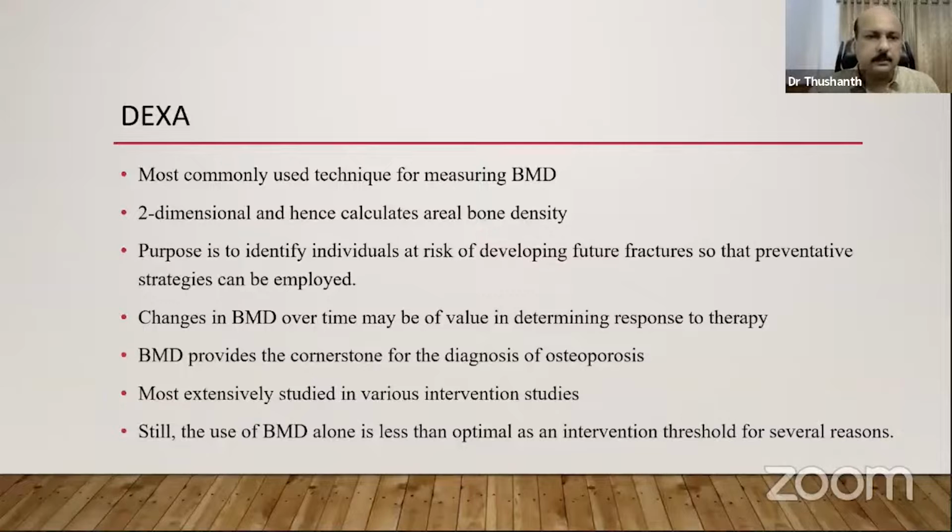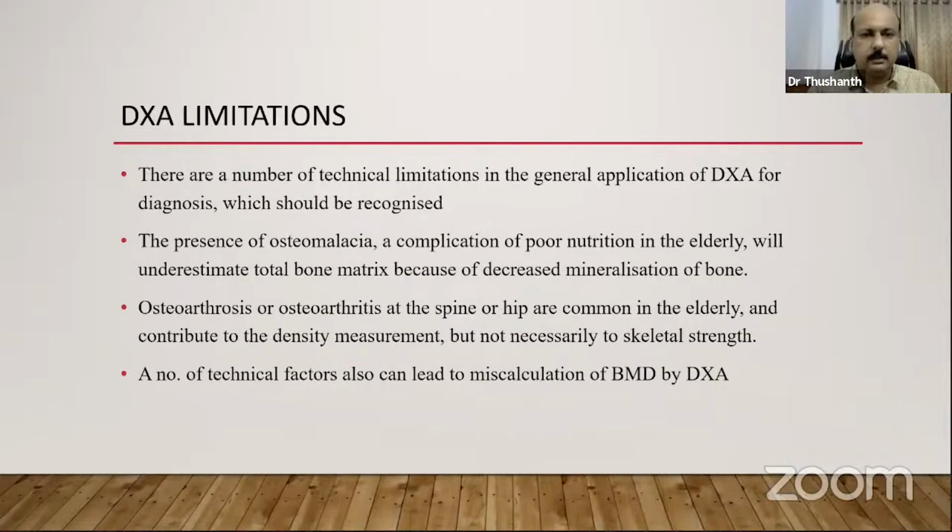What are the limitations of DEXA? We will just see. A large number of factors are there which we should recognize. Conditions like osteoarthritis of the spine or hip can falsely increase the BMD value. The t-score might come up as a high value, but that doesn't necessarily mean that the skeletal strength is better. Also, the presence of osteomalacia, a complication of poor nutrition in the elderly, can underestimate the total bone metrics because of decreased mineralization of bone. So these are disease factors.